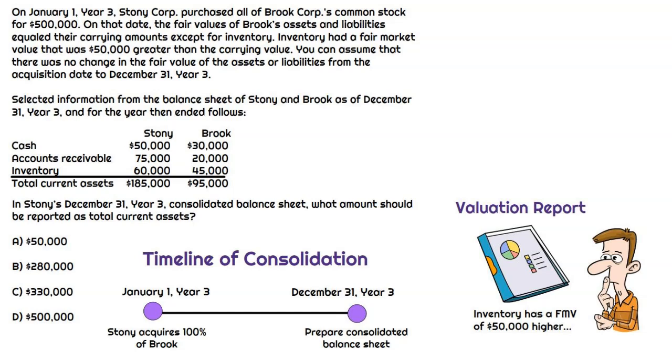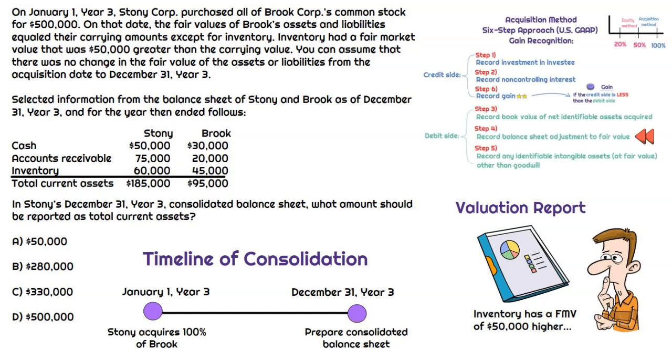But we need to value all those assets and liabilities to assess, is there a difference between the book value and fair value? That is one of the steps in the acquisition method, and we can see in our visual that it is step number 4. So basically, Stony would pay some sort of accounting firm to do this assessment of fair value, and they came back and basically said everything is the same except for inventory. And inventory had a market value that is $50,000 greater than its carrying value.